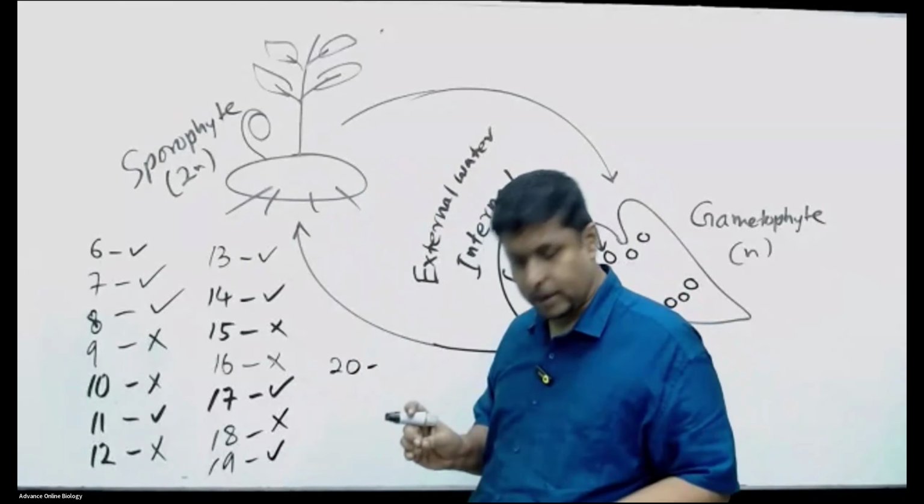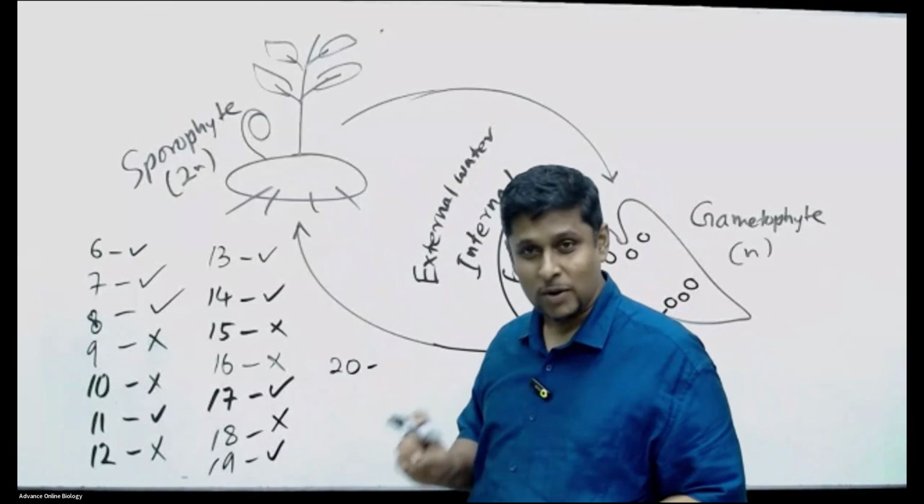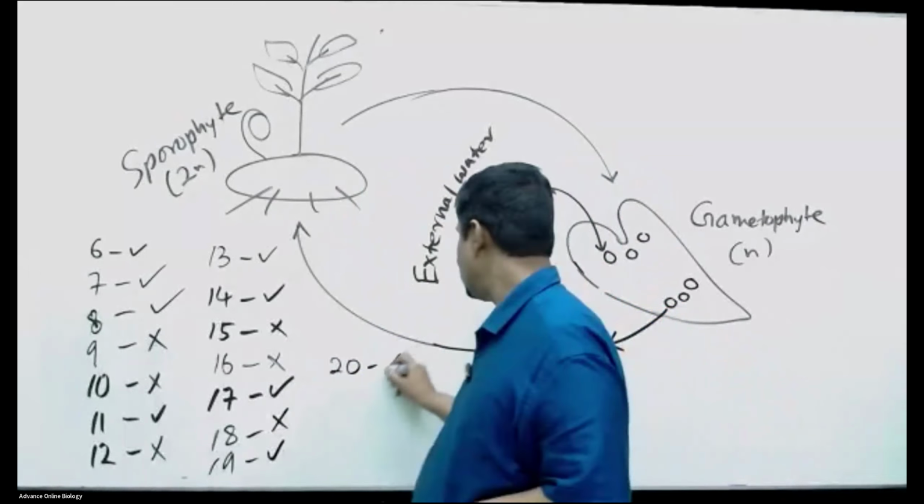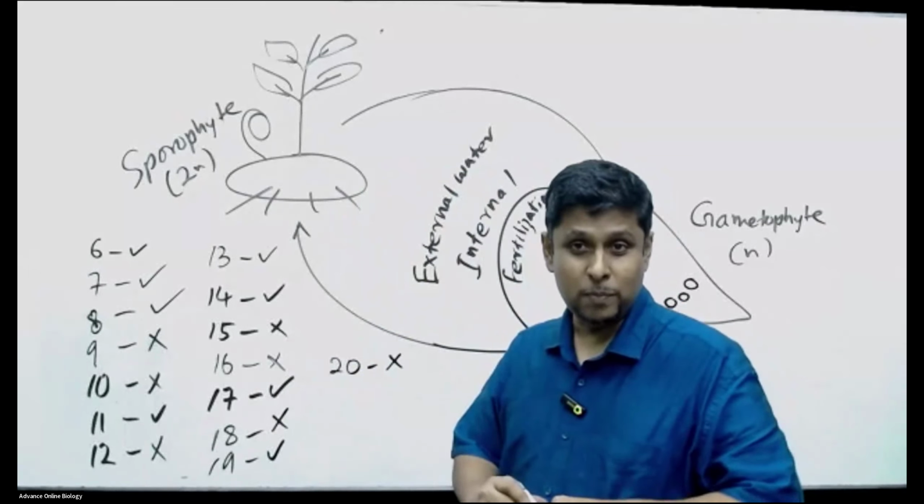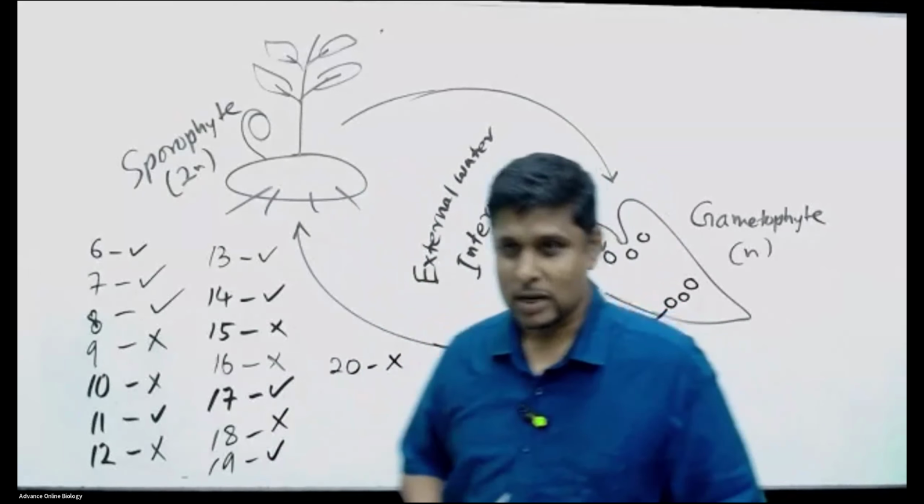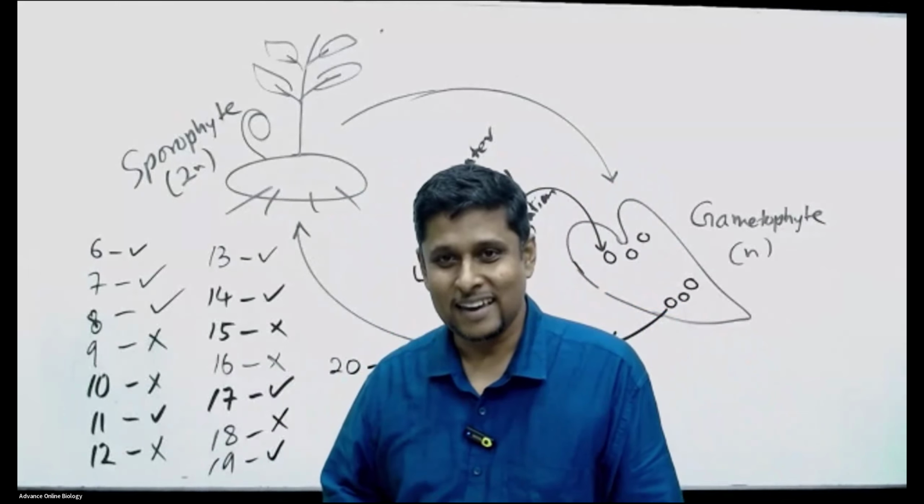Statement 20: Selaginella female gametophyte is unicellular. Wrong. Selaginella female gametophyte is a multicellular one. Wrong statement, right? I hope you remembered these theory parts. I want you to study the plant life cycles again and again.